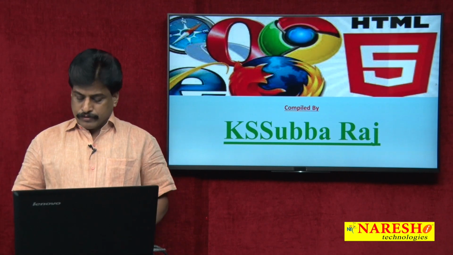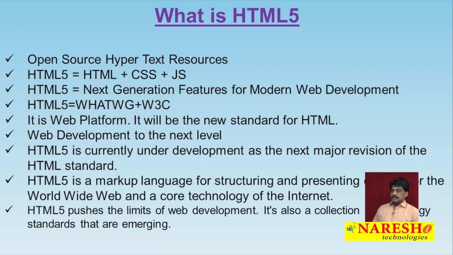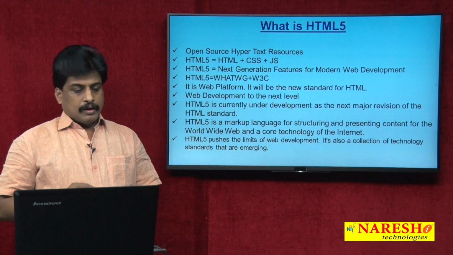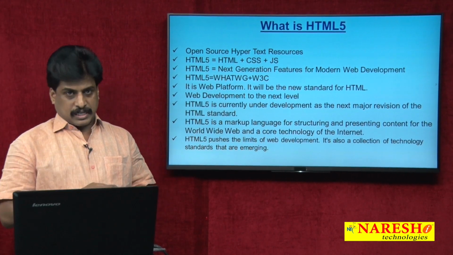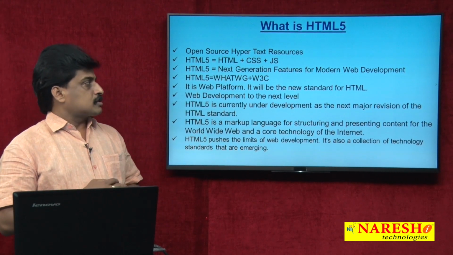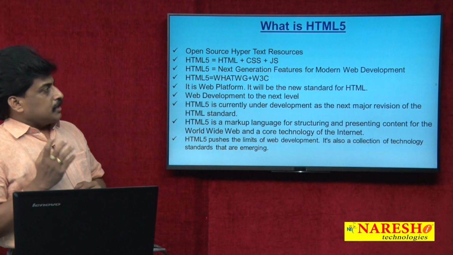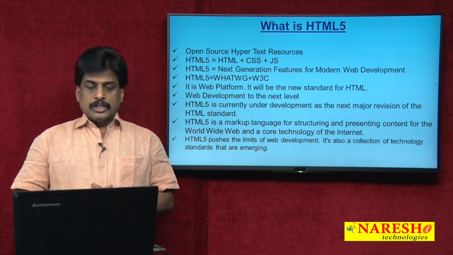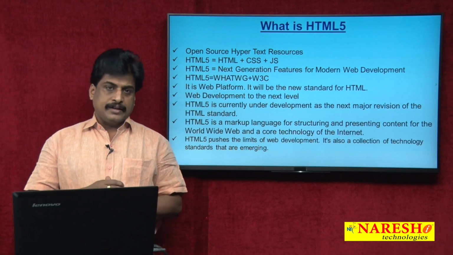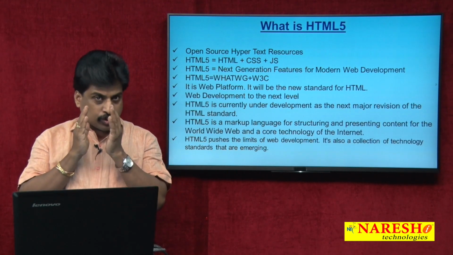A few features before we go to monitor at least what HTML5 is. Now, open source hypertext resources. Hypertext, we know already, means specially designed English text for web browsers. Right, HTML5 equals a simple equation: HTML, CSS, JavaScript. The combination of these two or three technologies we can call 5. Next generation features for modern web development. Exactly, it is modern web development. There is a word available in the industry, UI technologies. This terminology entered in 2011.